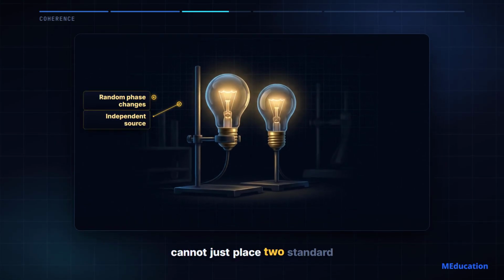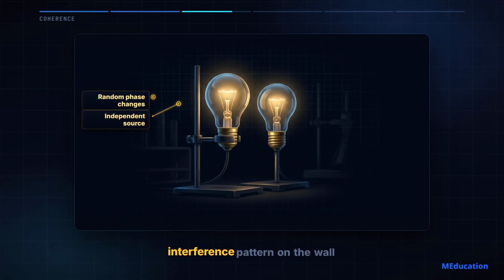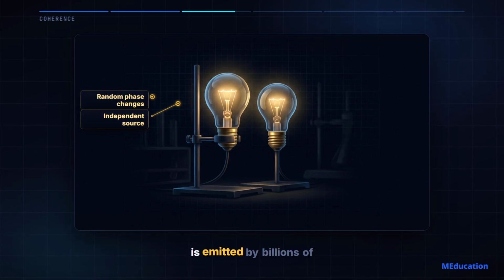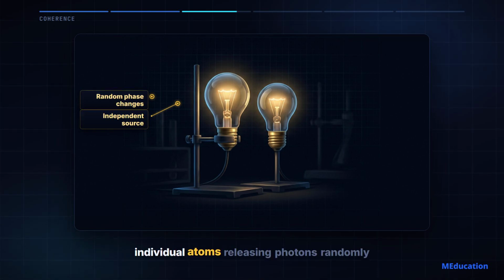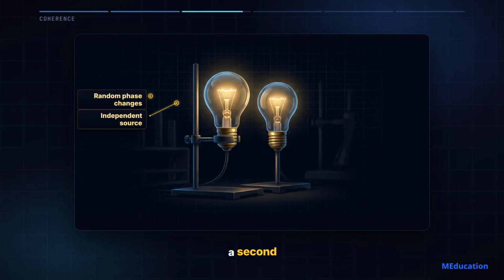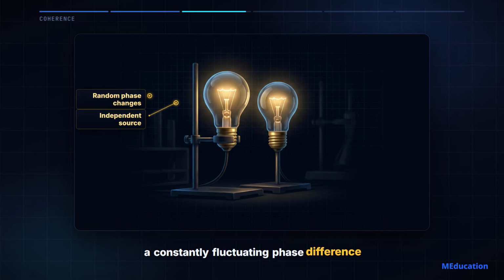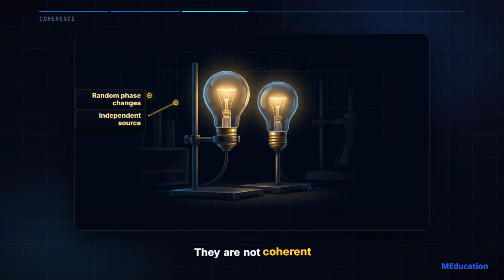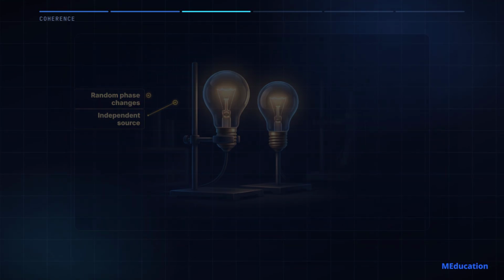This is exactly why you cannot just place two standard light bulbs side by side and expect to see an interference pattern on the wall. Light from a standard bulb is emitted by billions of individual atoms releasing photons randomly. Because these bursts are spontaneous, the phase of the light changes randomly millions of times a second. Two independent bulbs will have a constantly fluctuating phase difference. They are not coherent, so the pattern blurs into a uniform wash of light.